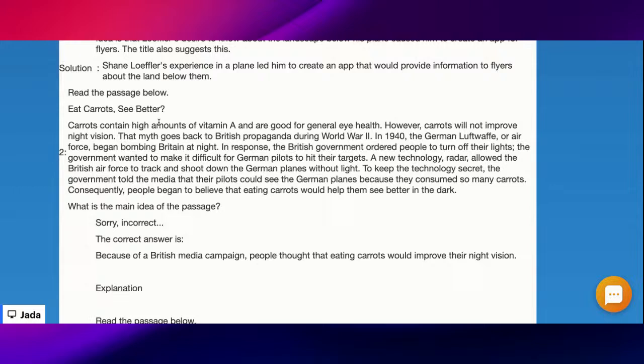Carrots contain a high amount of vitamin A and are good for general eye health. However, carrots will not improve night vision. That myth goes back to British propaganda during World War II in 1940. The German Luftwaffe, or Air Force, began bombing Britain at night. In response, the British government ordered people to turn off their lights. The government wanted to make it difficult for German pilots to hit their target. A new technology, radar, allowed the British Air Force to track and shoot down the German planes without light. To keep the technology secret, the government told the media that their pilots could see the German planes because they consumed so many carrots. Consequently, people began to believe that eating carrots would help them see better in the dark.